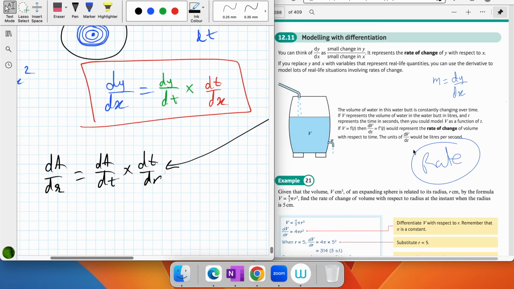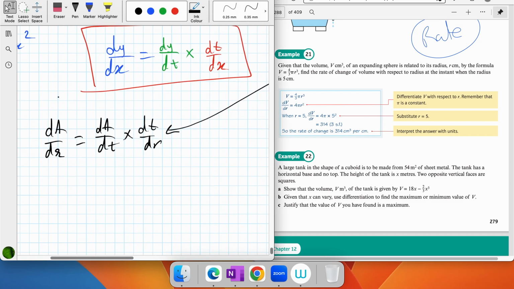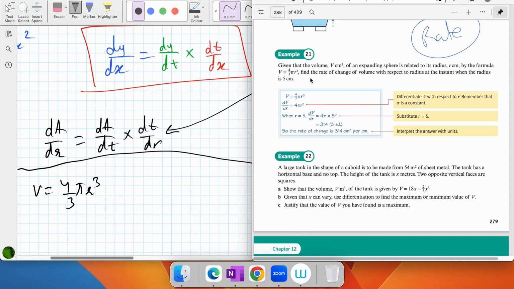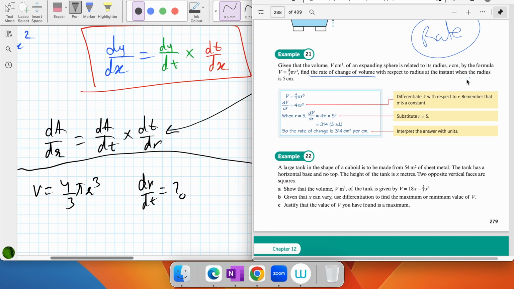Let's try a question. This is the example given: the volume of an expanding sphere is related to its radius by the formula volume equals 4 by 3 pi r cube. Find the rate of change of volume with respect to radius at the instant when the radius is 5 centimeters. You can also consider it as an inflating balloon which takes the shape of a sphere. So volume is already given, that is 4 by 3 pi r cube. Find the rate of change of volume with respect to the radius at the instant when the radius is 5 centimeters.